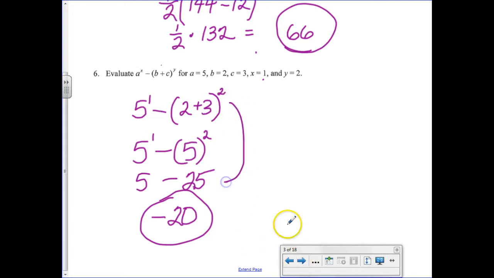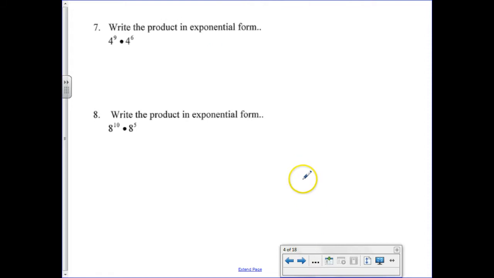Show me this work. I've got to see it, and you'll be scored. This will be multiple points here. I want to see this initial substitution step, and then want to see some work where you expand it out and then get a final answer. All right, turn the page.